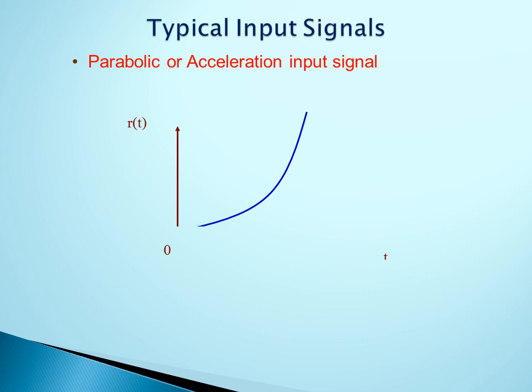That instantaneous value varies as a square of the time from the initial value of 0 at t equal to 0. That means it varies as a square of the time from the initial value. So it can be represented like that. This is the time response of the parabolic input signal.